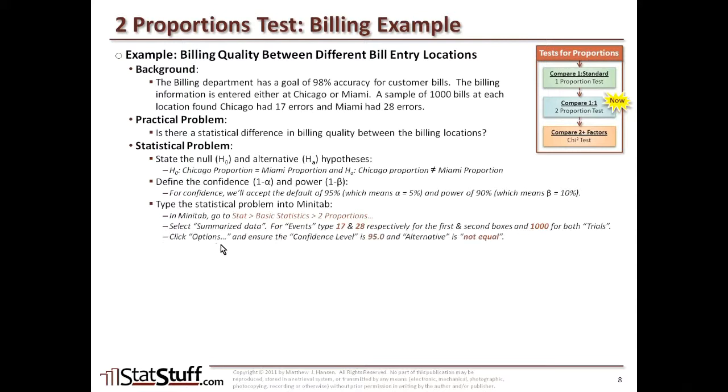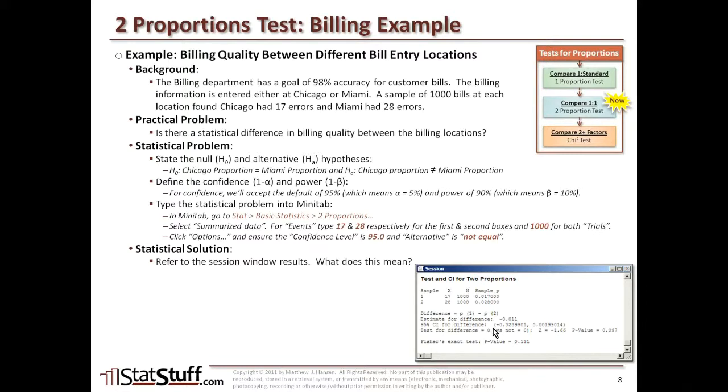We're going to select the options button, and for the confidence level you want to make sure it says 95, since that's what we defined earlier. For the alternative, again, it's going to reflect not equal, since we defined earlier that the alternative is that the proportions between Chicago and Miami are not equal. For the statistical solution, it's going to create output like we've seen before that goes into the session window within Minitab, and we interpret it the same way.